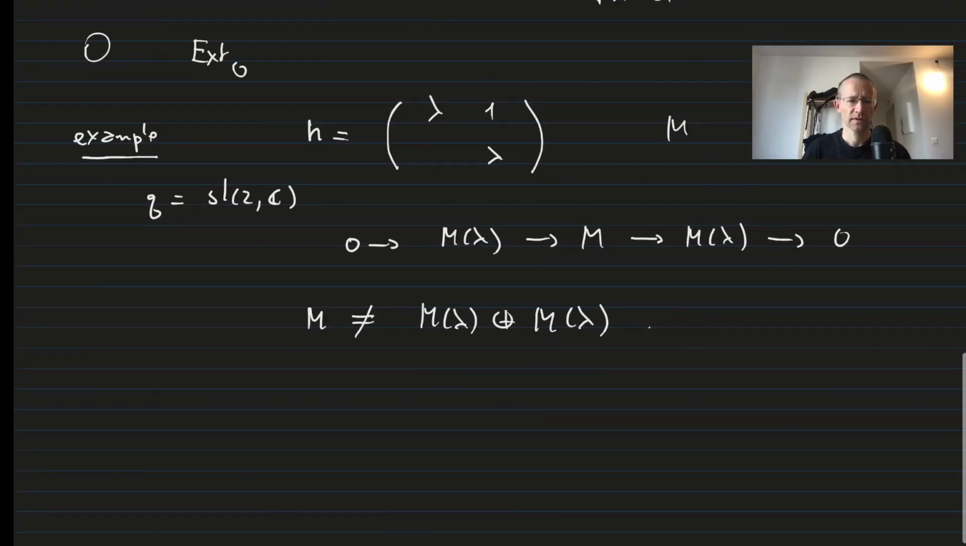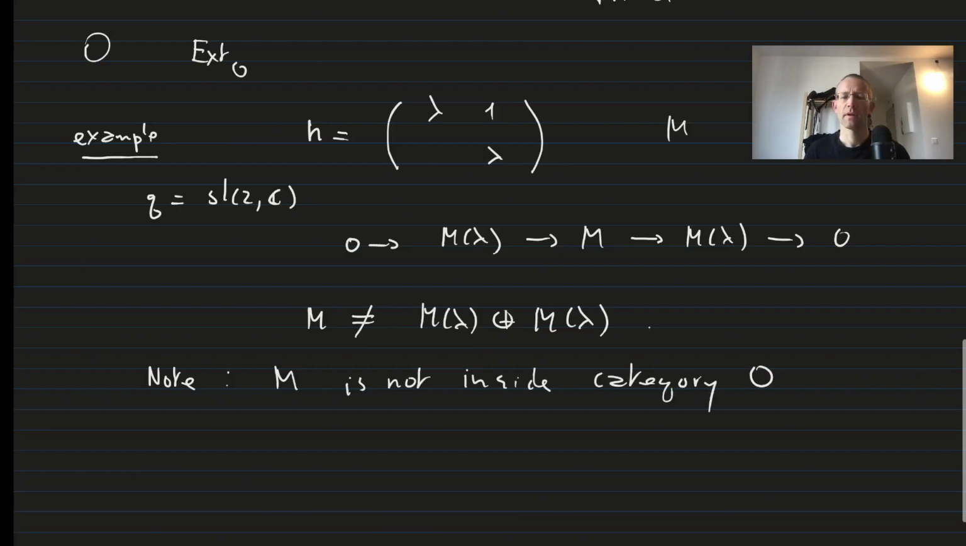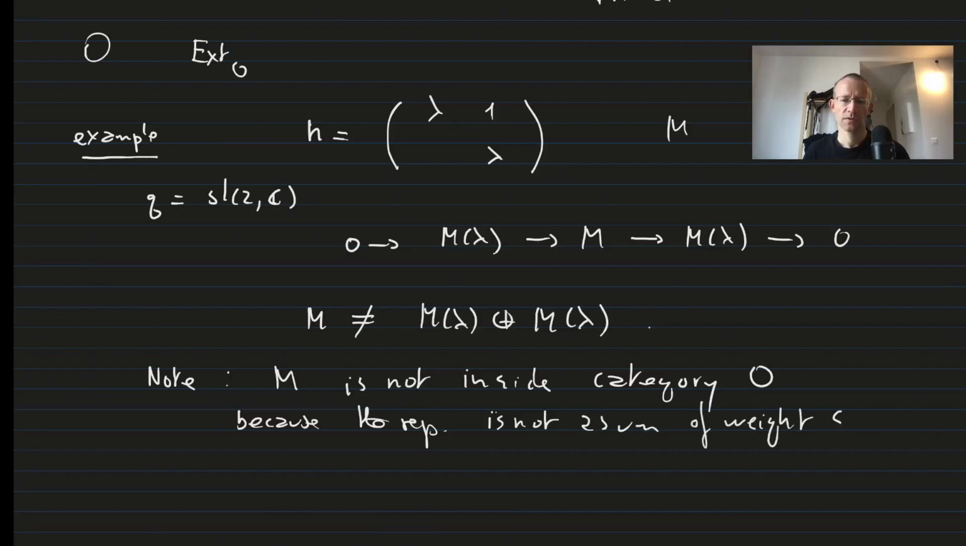However, note that in this example, M is not inside the category O because the representation does not split into eigenspaces of the generator H. So it's not a sum of weight spaces. And so this is not a valid extension inside O.